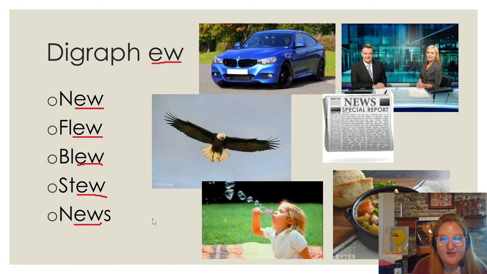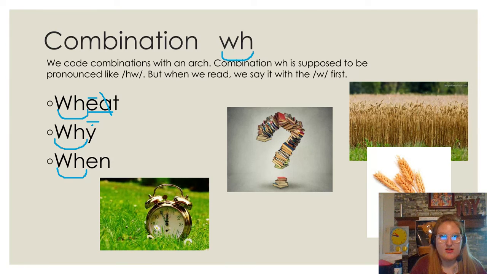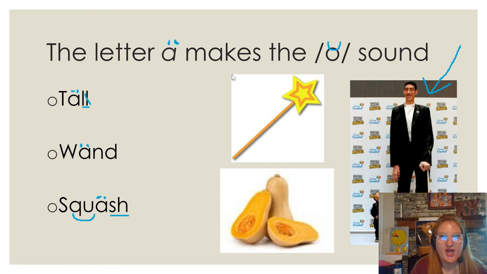Okay, boys and girls, so let's review. We have, say it with me, combination WH. W. The letter A makes the aw sound, like in tall, wand, and squash. Remember, when it comes before an L, when the A is around a bossy W, or the A comes after our letter combination QU.